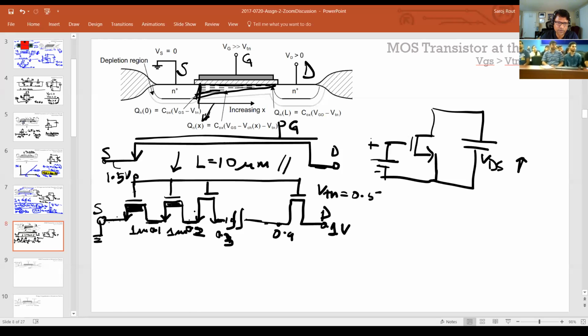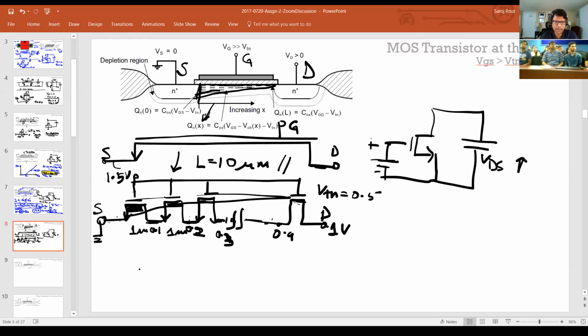The gate to source voltage here is now only 0.8 volts, so it will be thinner. By the time you get to here, the gate to source voltage is almost 0, right? So that's why you can see the channel kind of tapers like that. That's a way to visualize why you get this tapered channel.